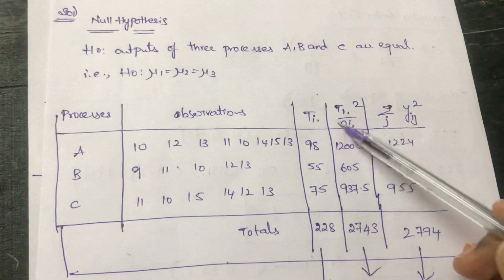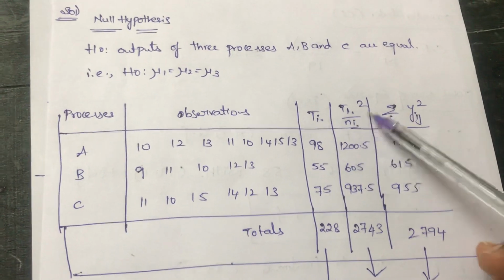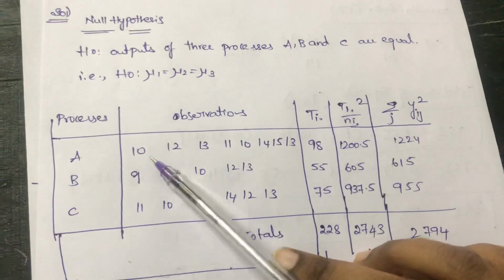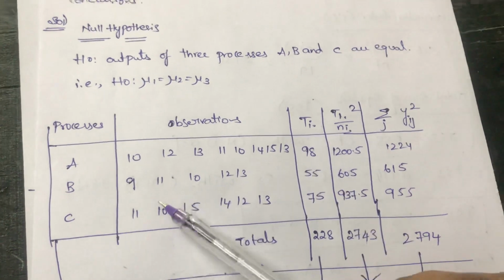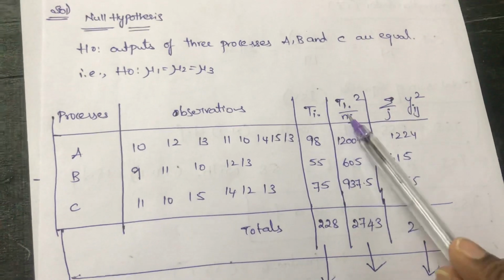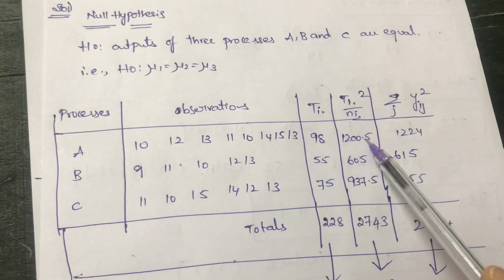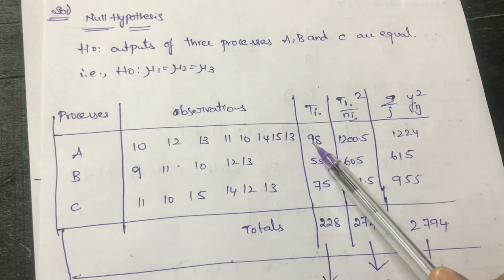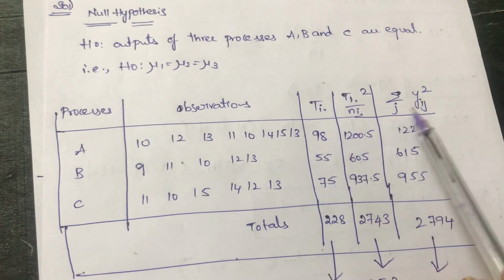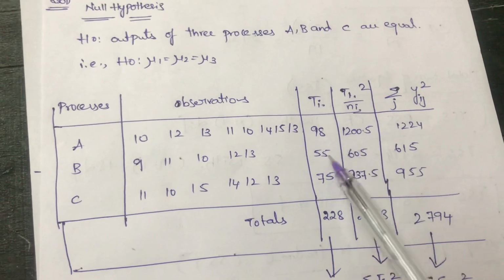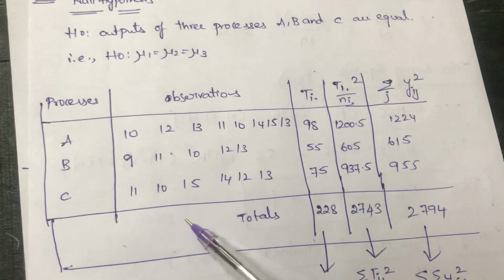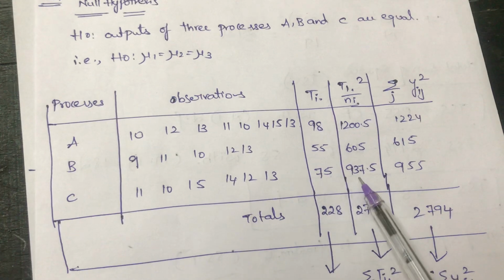Next we have to calculate Ti dot square by Ni. Ti dot square means this Ti dot value squared, divided by Ni. Ni means how many observations are there in process A, in process B, and in process C. So I will get this value by calculating 98 square divided by the number of observations, which is 7. Then 55 square divided by 5. Here it is 75 square divided by 6. So I will get the values like this.